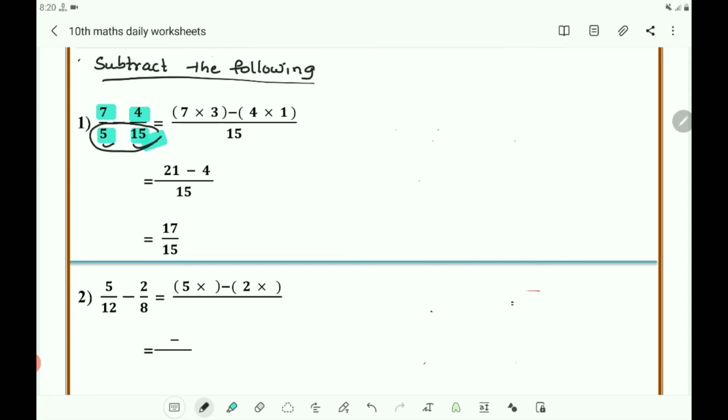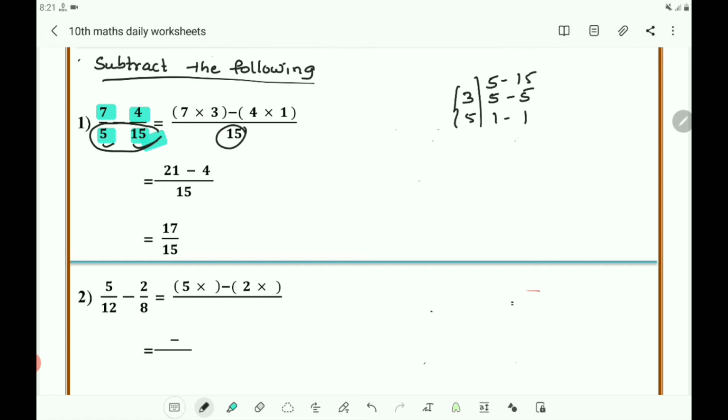Or otherwise, use the division method. Here it is not divisible by 2, so it is divisible by 3. You write 5 as it is. Next, 5 ones are 5, and 3 5s are 15. So you will get 15.